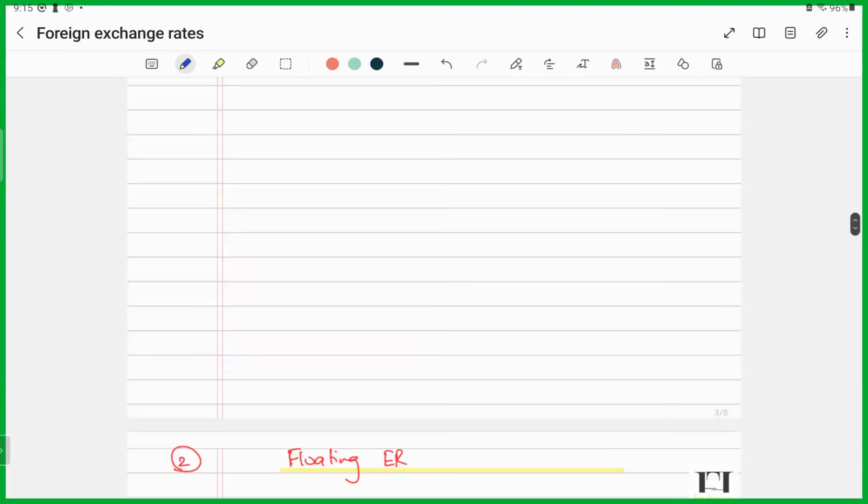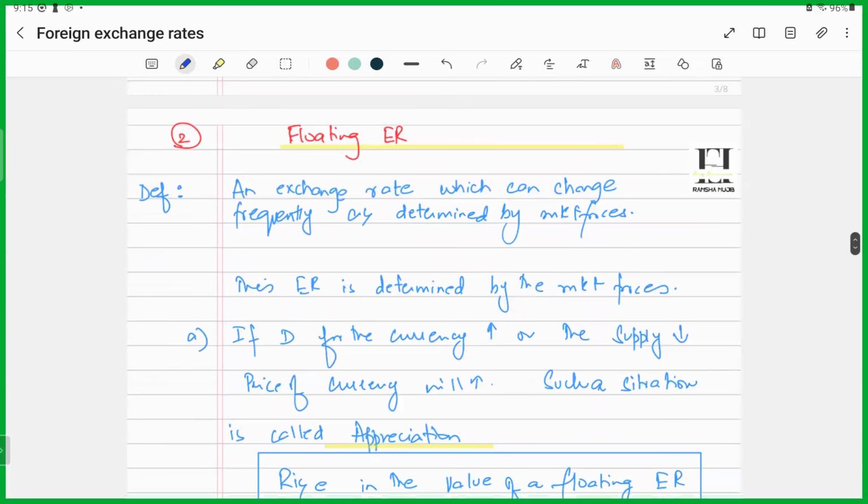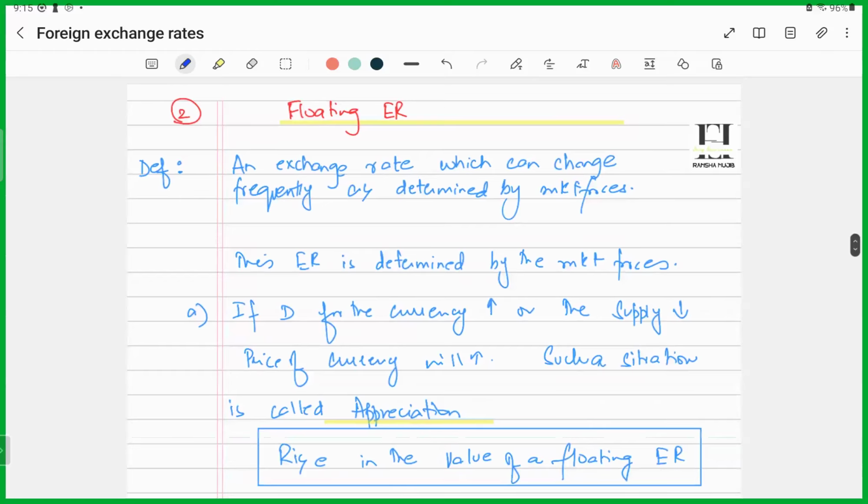Alright. Now let's look at the second type of exchange rate, which is floating exchange rate. Now it's exactly opposite to fixed exchange rate. A floating exchange rate is an exchange rate which can change frequently, or it is determined by the market forces. The fixed exchange rate was determined by whom? The government, the central bank. But the floating exchange rate is left to the market forces.